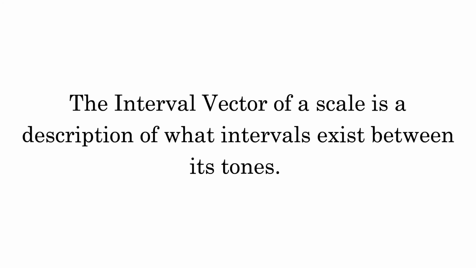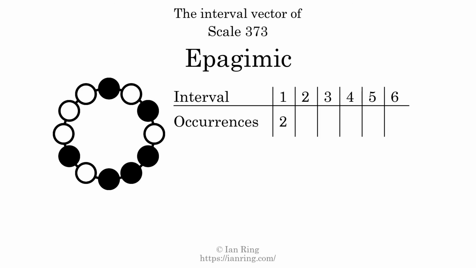The interval vector of a scale is a description of what intervals exist between its tones. There are 2 intervals with a size of 1 semitone. They are here and here. There are 4 intervals with a size of 2 semitones. They are here, here, here, and here. There are 2 intervals with a size of 3 semitones. They are here and here.